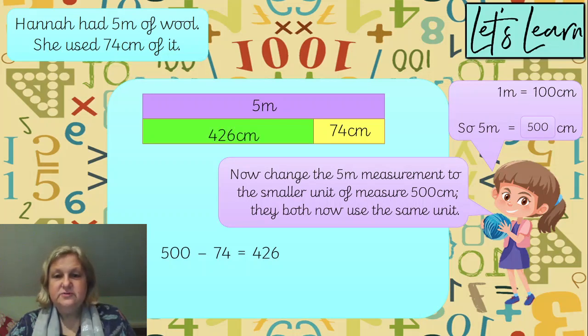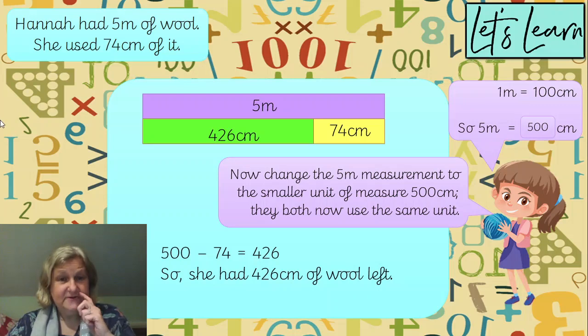Very individual. So we've put the 426 back in the top here into our bar model, and we know it's going to be centimetres because all of this is in centimetres now. So she's got 426 centimetres of wool left.